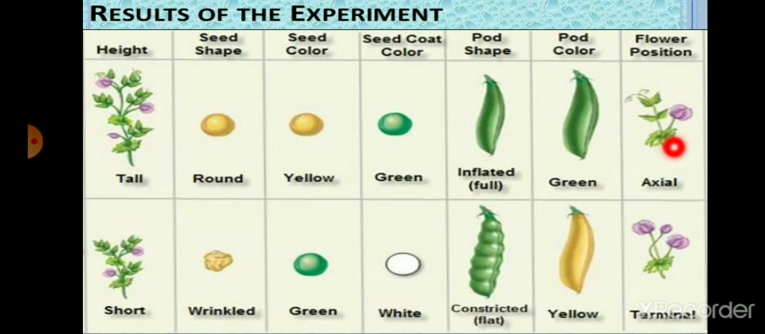Then flower position, that is one is axial and one is terminal. So above all these characteristics are the dominant characters in pea plants, whereas the others are all recessive in the pea plants.